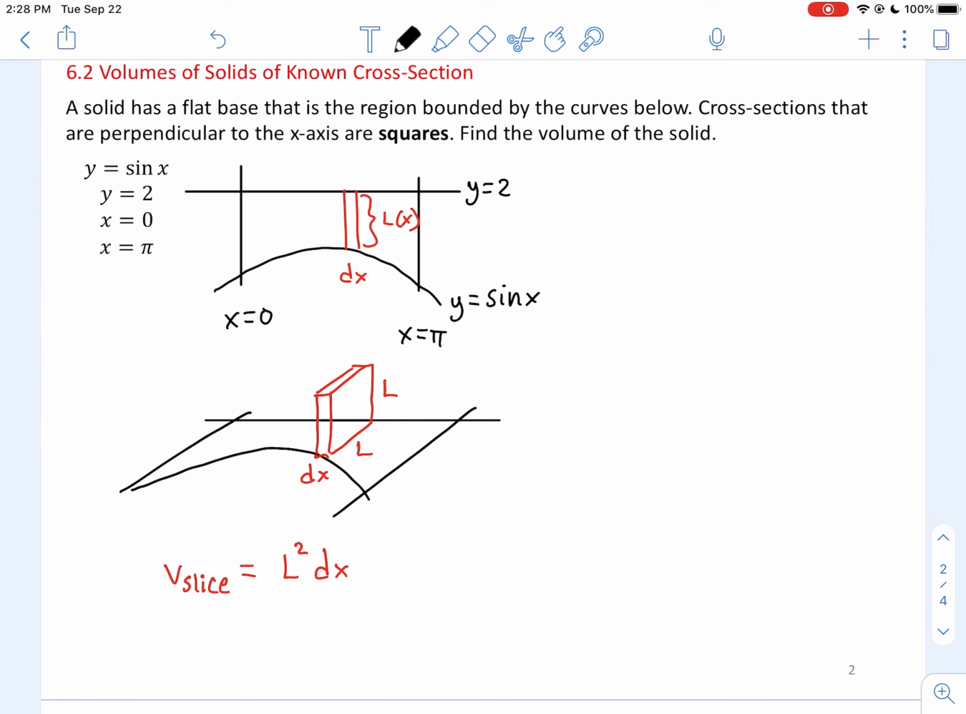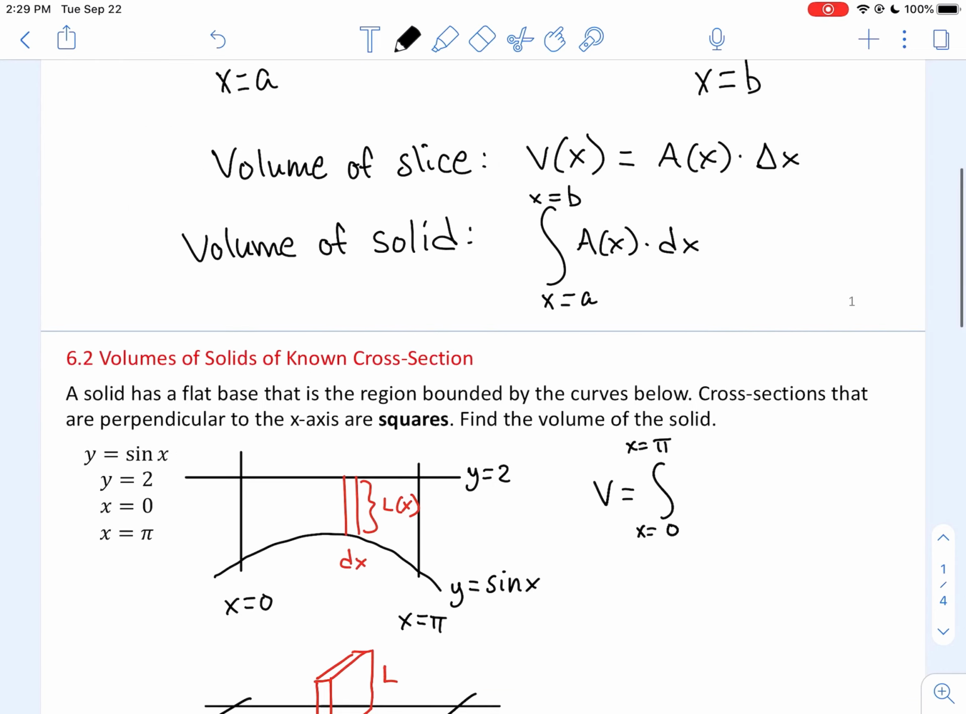And now let's do the volume of the entire solid. So the volume of the entire solid will be an integral from x equals 0 to x equals pi. So that's where the slicing will start and stop, and those are x coordinates. And we simply put the cross-sectional area, the L squared, and then times the dx gives us the volume. So if you're looking back at this formula here, this part here would be the L squared, and this part here would be the thickness, the dx. But when you multiply the area times the thickness, that's a volume, and then you add them all up and you get the total volume.